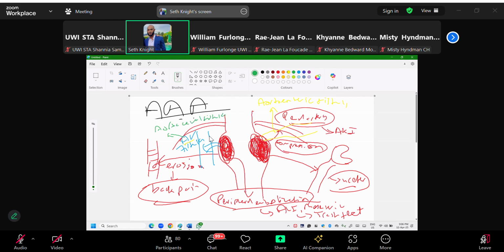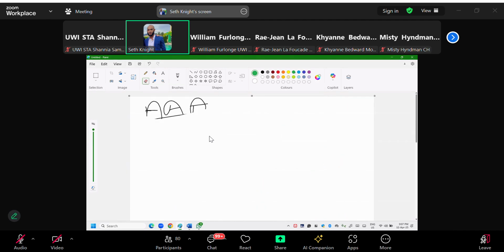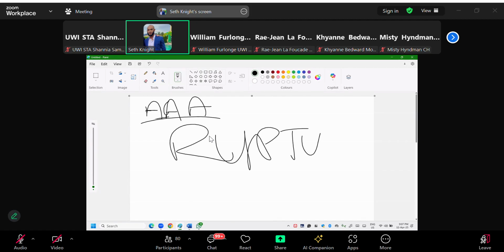So you could have compression of the renal arteries, compression of the ureters, you could have erosion into the vertebra, erosion into the duodenum or small bowel, erosion into the vena cava, peripheral embolization of vessels. All right, embolization of a clot. Okay, but of course, the big bad thing about your AAA is that this thing can rupture. This is a big complication of abdominal aortic aneurysm.